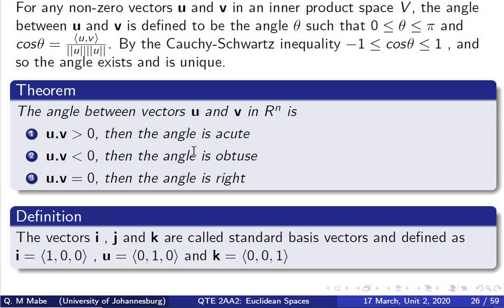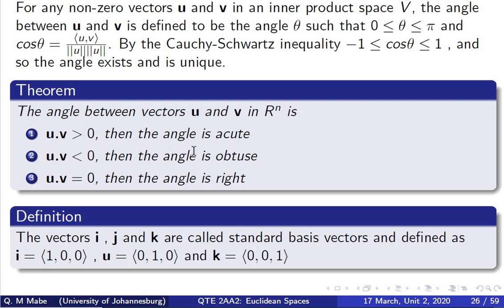So here we continue with the angle between two vectors. In order to define the angle between two vectors, we need to be familiar with the concept of dot product or inner product space, but we have already done that in the previous slide. For any non-zero vectors u and v in an inner product space V, the angle between u and v is defined to be the angle theta between 0 and pi. Remember, we're dealing with radian measures here.